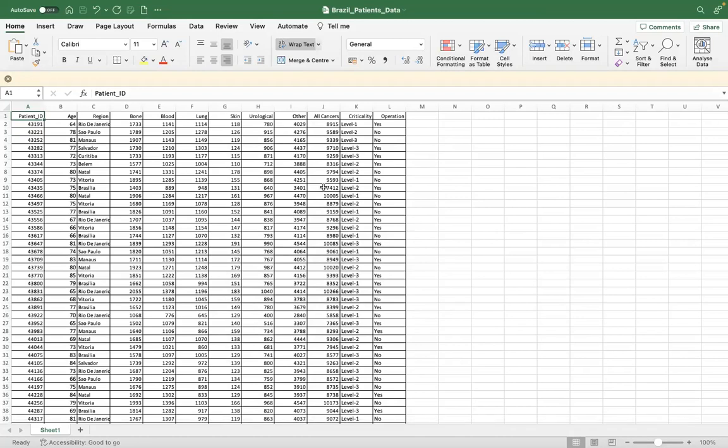And then there was the criticality of the patient as well, like which level of criticality they were having. So it's a categorical variable, level 1, level 2, level 3. And then finally, the predictor, our Y variable basically. The dependent variable was operation eligibility. So either they are eligible for an operation or not, yes or no. So this data looks very straightforward at first glance.